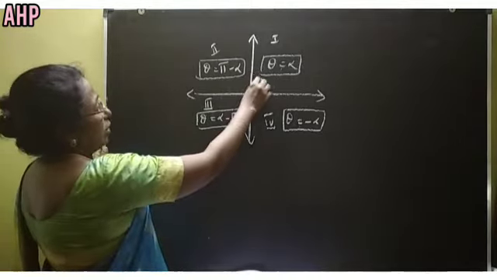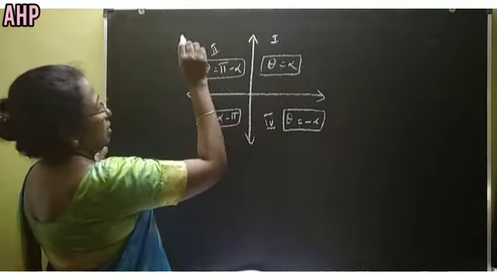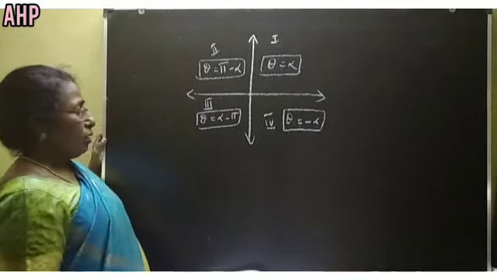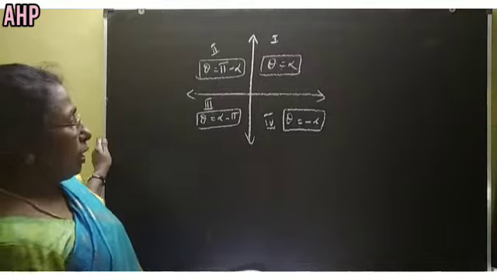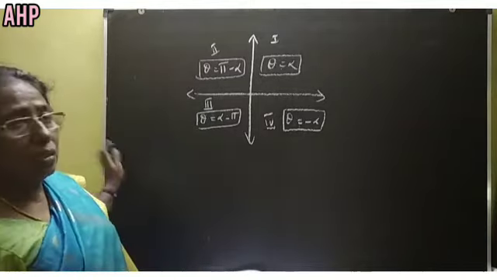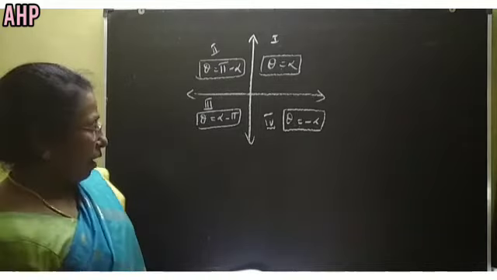So, in the first quadrant, your theta is equal to alpha. In the second quadrant, theta is equal to pi minus alpha. In the third quadrant, theta is equal to alpha minus pi. And if it is in the fourth quadrant, then theta is equal to minus alpha.